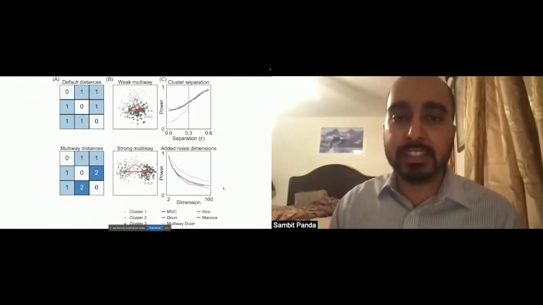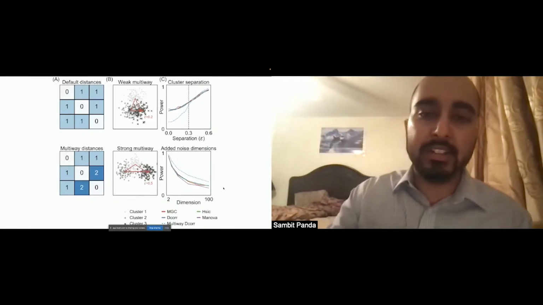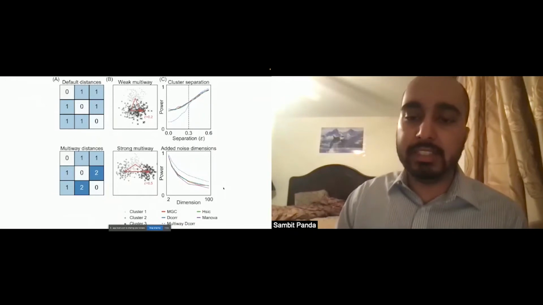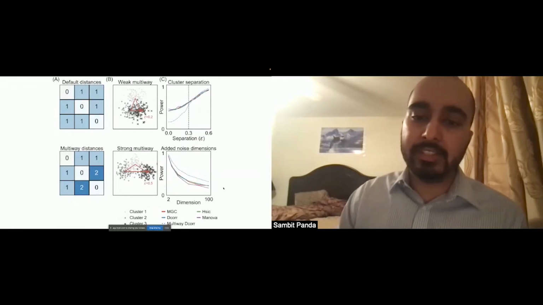Weak in the sense that the top Gaussian is equidistant from the other two Gaussians, but we vary the distance between the other two Gaussians. And we see that our multi-way test performs worse at low multi-way effects, but about as good at higher effects. And if we look at a strong multi-way effect and increase the dimension, we see that our algorithm outperforms.